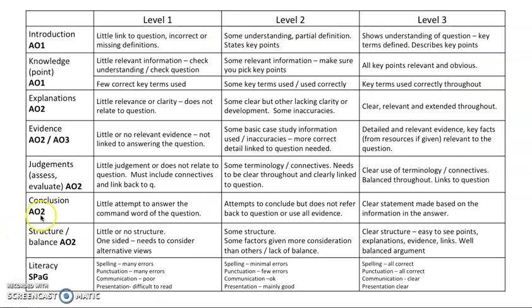Another way to look at it is maybe in a mark scheme like this. So here we've broken down all the different elements that you need to include, from a brief introduction showing you've understood the question and got the key terms in there. You've got your knowledge or your points which are relevant and use key terms. We've got your explanations which are clear and relevant to the question, and extended using connectives, which means that, therefore, this leads to, so, which. And you've got evidence in there related to the focus and restriction of the question.